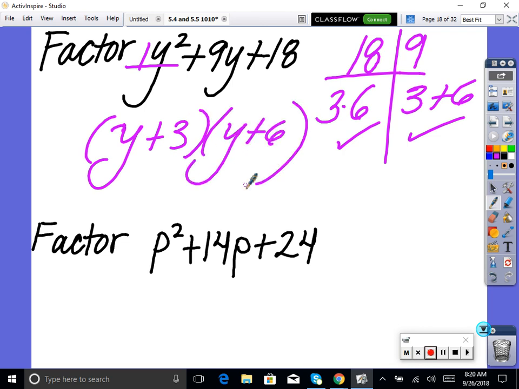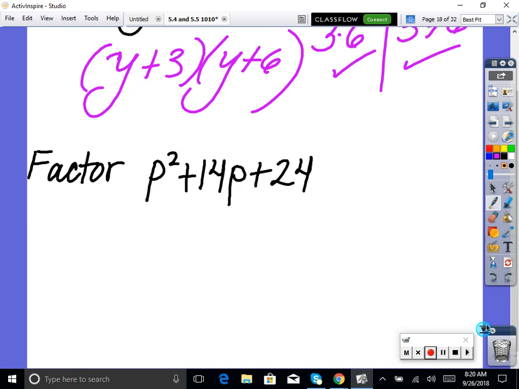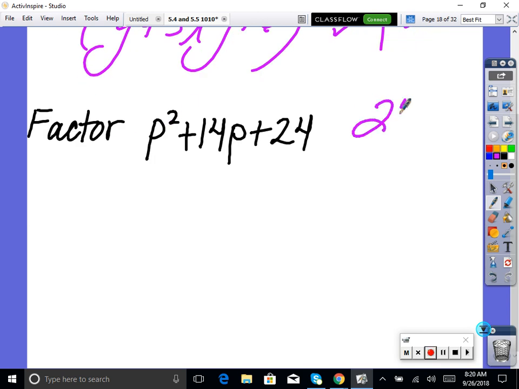All right, looking at this one, let's do this one. What multiplies to be A times C? What multiplies to be 24 and adds up to be 14?